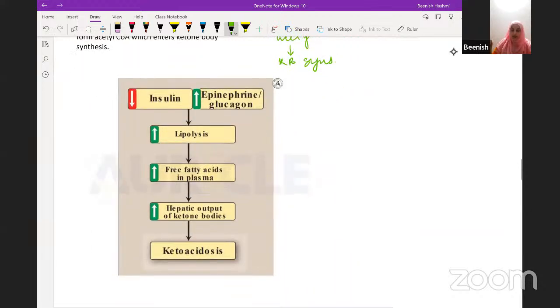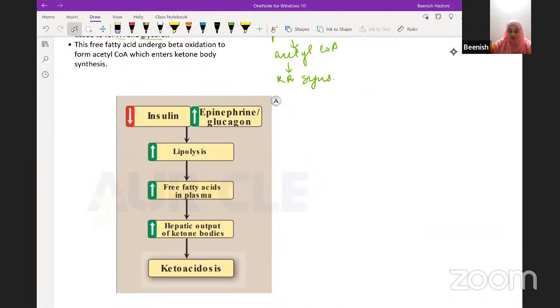Let's take this flow diagram, a summarization of what we've just studied: there is decreased insulin, and the level of epinephrine or glucagon is increased. So because of decreased insulin, what is increased? Your lipolysis is increased. We've just seen how, because your inhibition of the hormone sensitive lipase via insulin has been removed. Now there is increased free fatty acid in the plasma, which leads to increased hepatic output of ketone bodies.